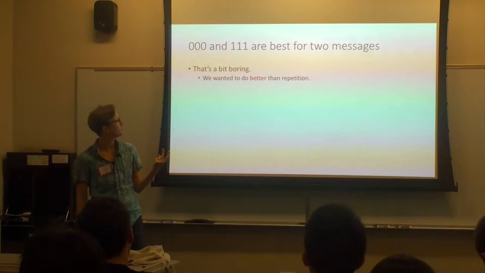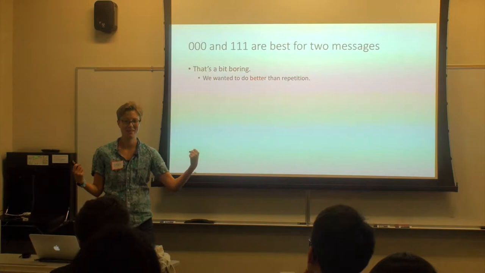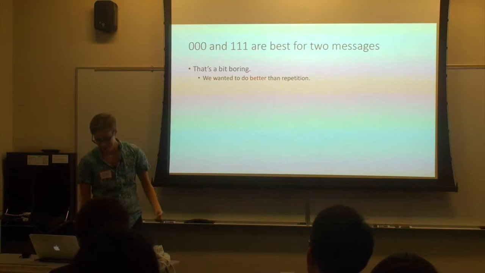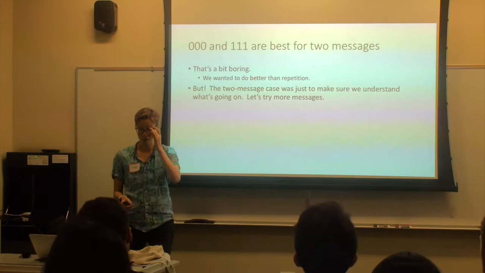This is actually a bit boring, right? We said that we wanted to do better than talking louder and repeating ourselves. If there are 2 messages, you can think of one as the 0 message and one as the 1 message, and what is 0,0,0 and 1,1,1? You're just repeating yourself. That's not what we wanted to do. But wait, this 2 message case was really just to make sure we all got the idea. Actually, when you go to more messages, you can start to do better than repetition. So let's see an example of this next.